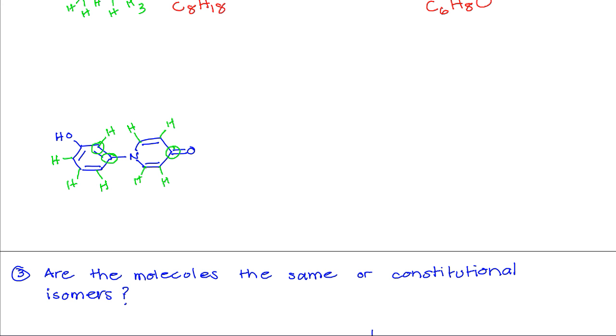So if we count up our carbons, we have 11 of them, so C11. For hydrogens, we have 9 of them. We have 1 nitrogen, and we have 2 oxygens, so 1 on the carbonyl and 1 on the alcohol.